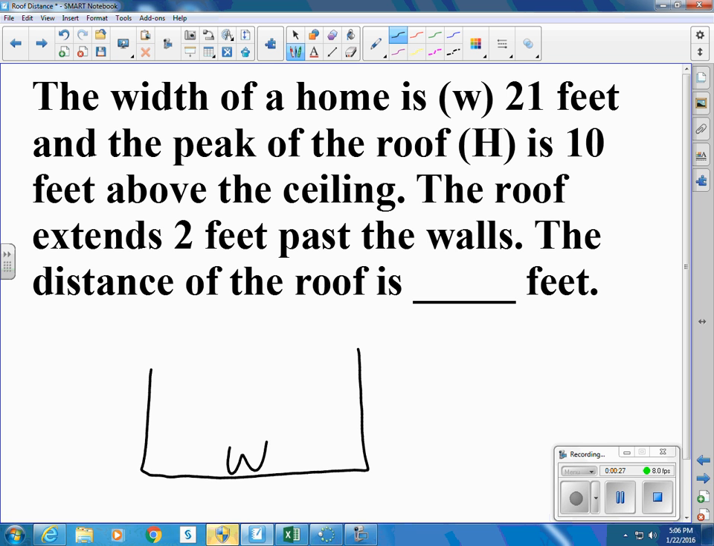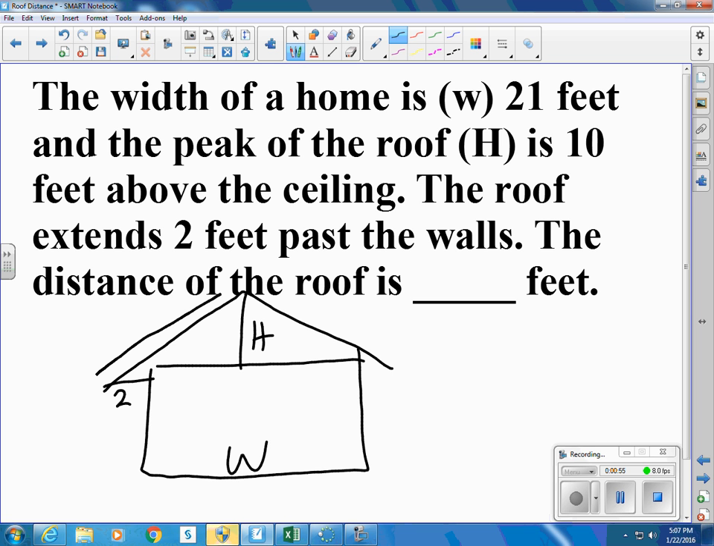So here's the width at the end of a house, and here's the roof. This overhang is 2 feet, and this height is from the ceiling, the height of the walls, up to the peak. If we're trying to buy shingles, we have to buy for this length and this length. It's a little bit longer than just straight across, just the width of the house. So let's figure it out a little better.